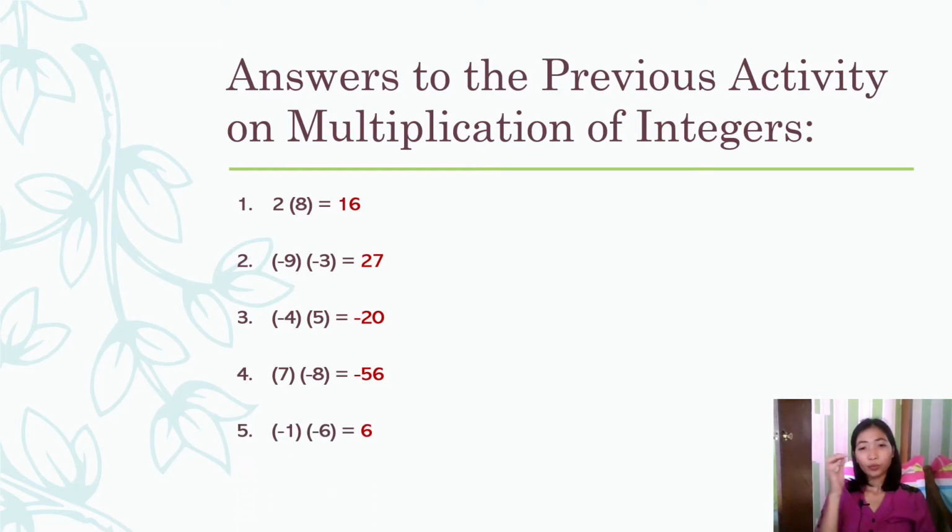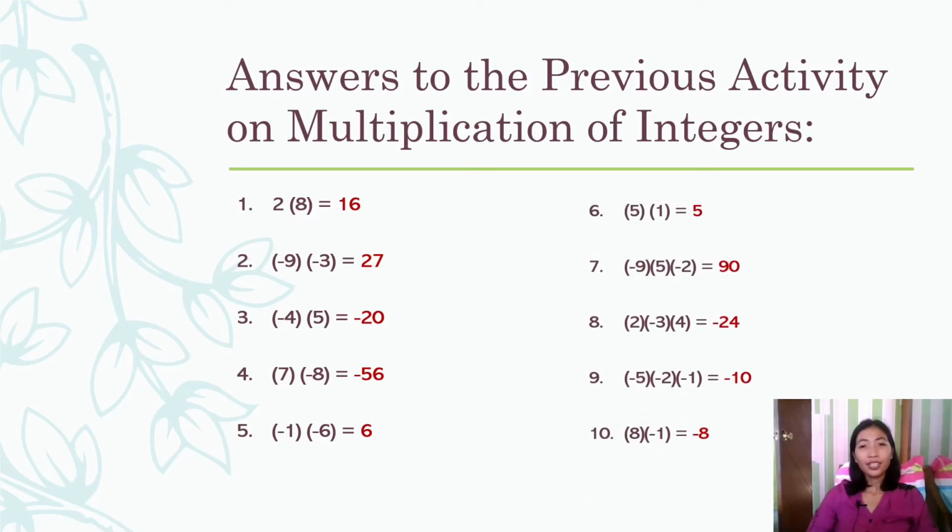Number 5, negative 1 times negative 6. Since they have the same signs, the answer is 6. Okay. Next, number 6, 5 times 1. Of course, that's 5. Number 7, negative 9 times 5 times negative 2.